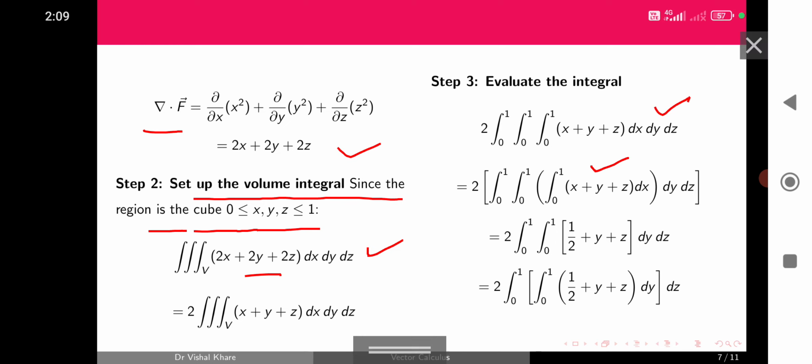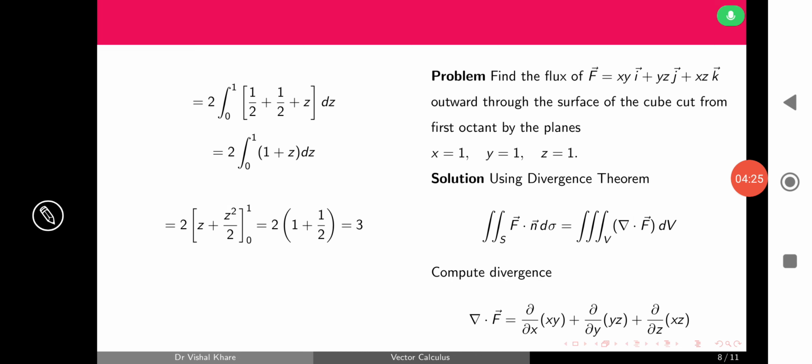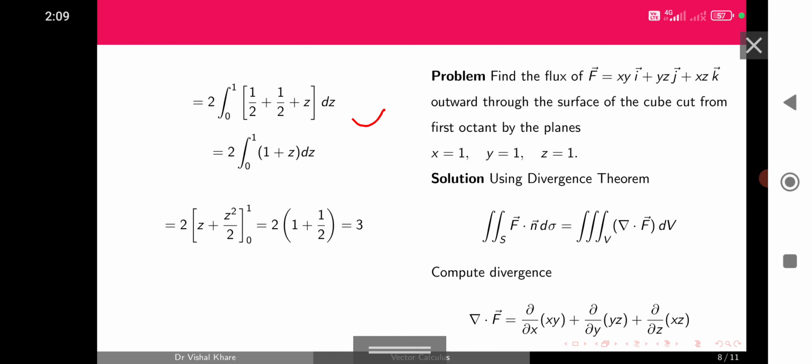with respect to x, and we'll get this. Then with respect to y, and then with respect to z. So finally, after solving this integral with respect to z, we'll get the final answer 3.